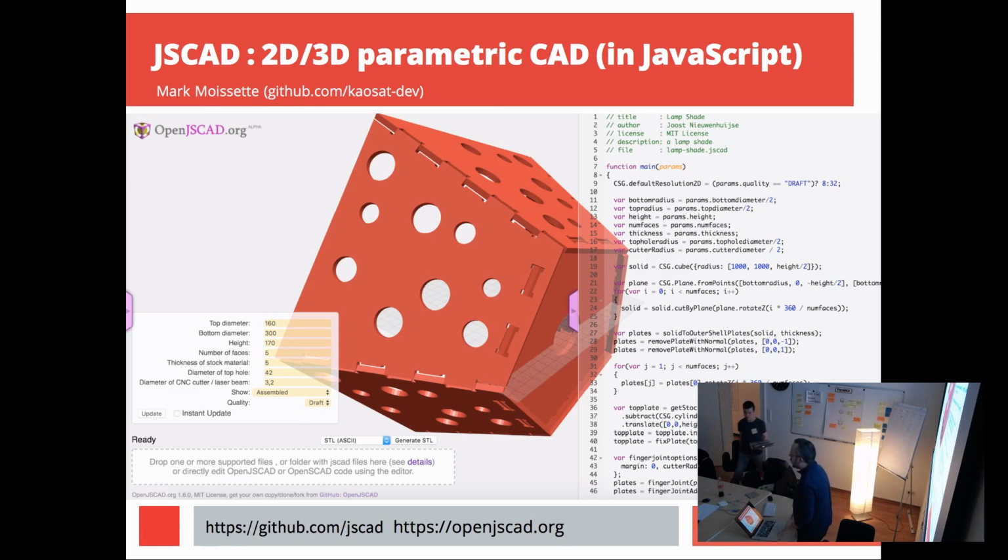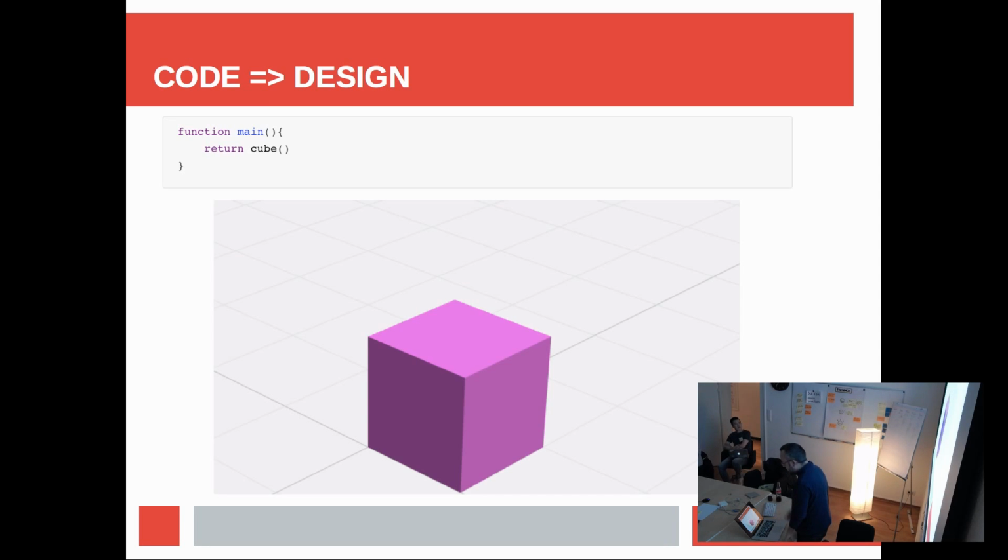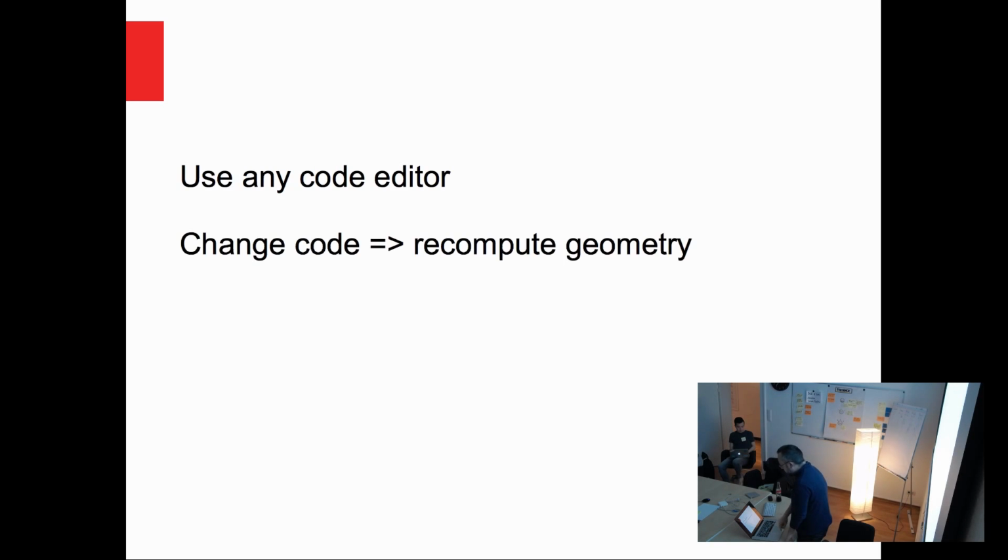I'm going to try to not make it too complicated and long, and you can ask me any questions you want. So the first part is a very simple concept. You create design by coding. You just write a main function that returns other functions which return shapes. So this is a cube, for example. You can use any code editor, and you just pass it to the editors, and then it creates the geometry.